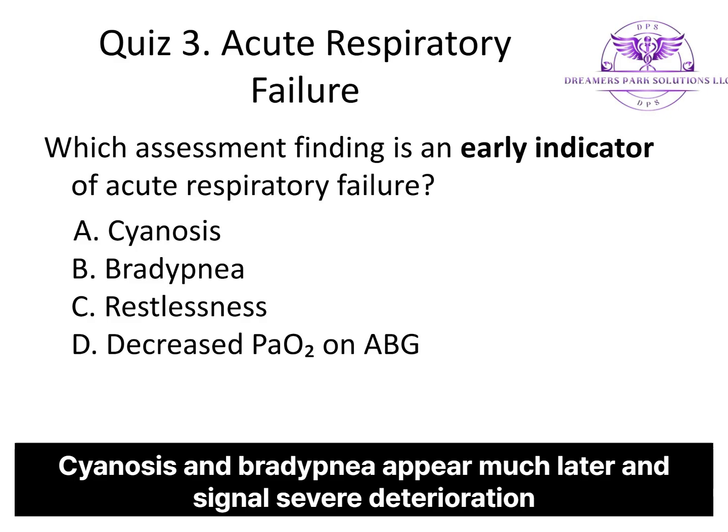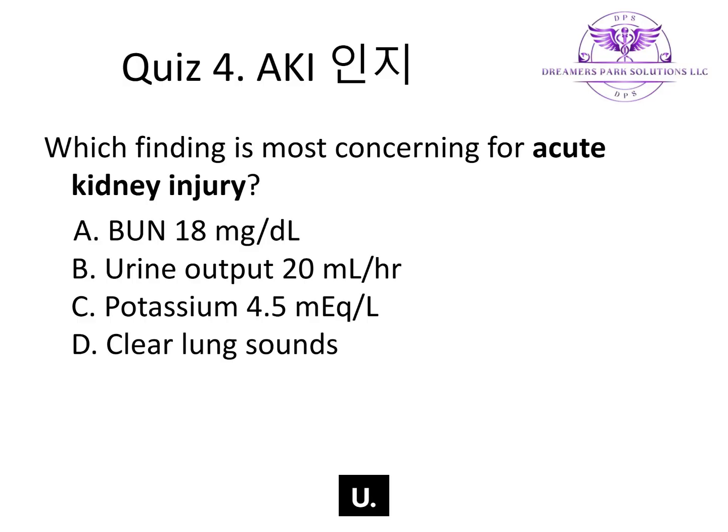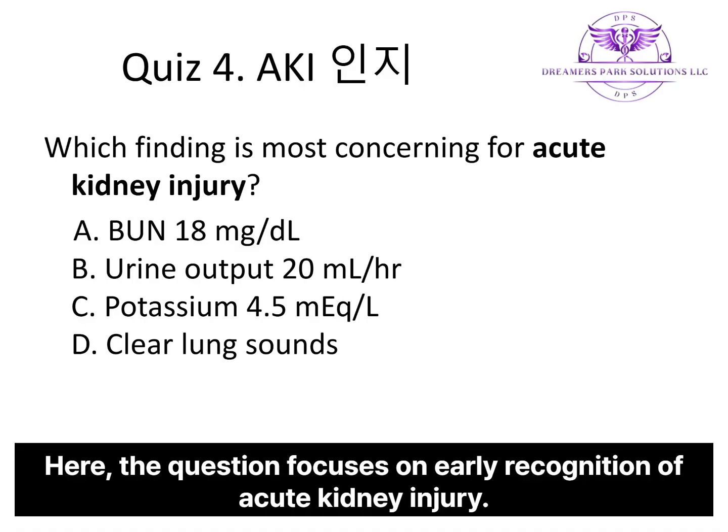Cyanosis and bradypnea appear much later and signal severe deterioration. Which finding is most concerning for acute kidney injury? A. BUN 18 mg/dL. B. Urine output 20 mL/hr. C. Potassium 4.5 mEq/L. D. Clear lung sounds. Here, the question focuses on early recognition of acute kidney injury.